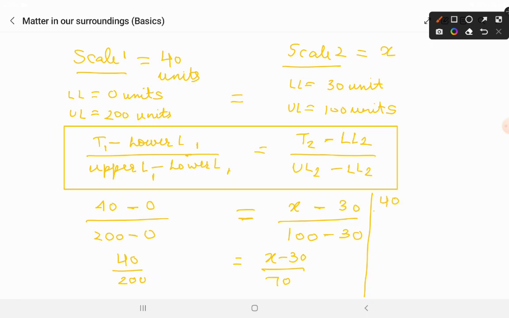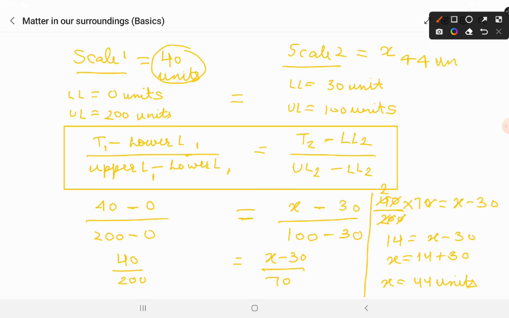You will send this 70 over there only, like this, and here x minus 30. Now cut this to solve it easy. It is 14 over here. 14 is equals to x minus 30. So x equals to 14 plus 30, which means x is equals to 44 units. Means if on one scale we have the 40 units as a temperature, this temperature is equivalent to 44 units on the other temperature, provided these are the conditions which are given over here. These conditions will be always given in your question.